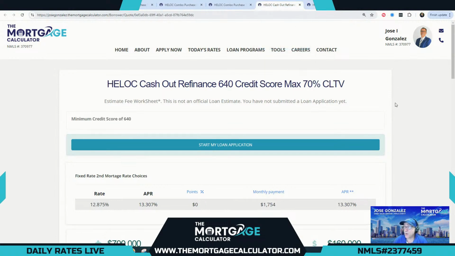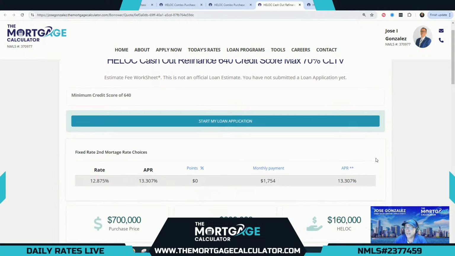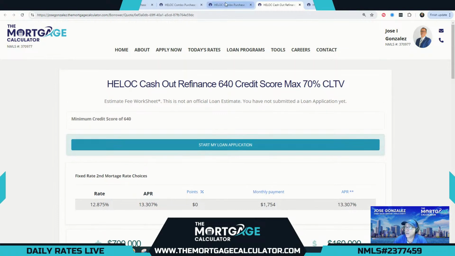Now, for our borrower with lower credit, here is our lowest credit score option HELOC. 640 credit score is the minimum credit score. 70% CLTV is the maximum CLTV. And again, this is for a primary, and we are looking at 12.875 for our $160,000 HELOC.